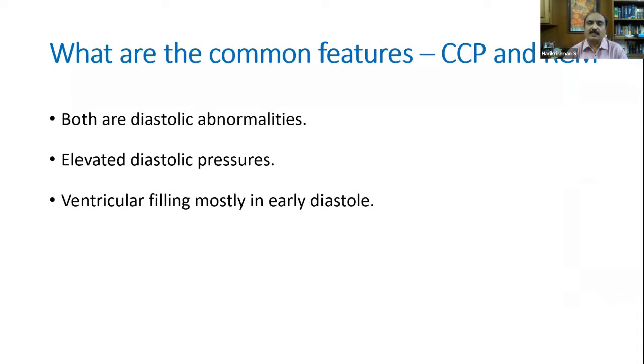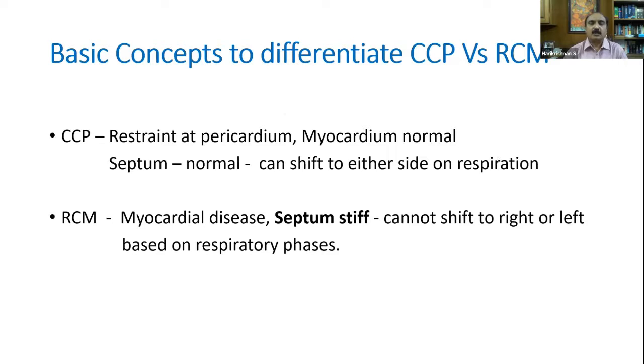So what are the common features between constriction and restriction? Both are diastolic abnormalities. Both have elevated diastolic pressures, and ventricular filling is mostly in early diastole. These are the features in common. So you should know how to differentiate between constriction and restriction. You should know 2-3 things.